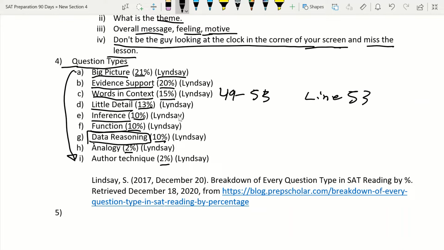So you're going to read through the passage. You're going to get to your data reasoning questions, which are usually the last questions in the passage. You're going to look at the graph or the table. You're going to interpret whatever it says and then apply that to the passage.